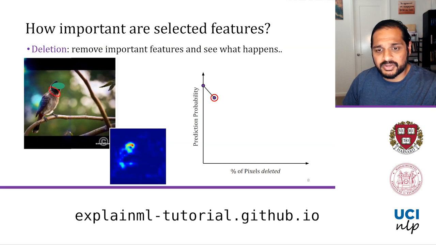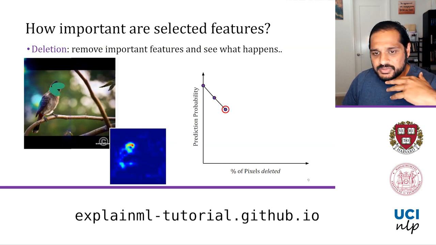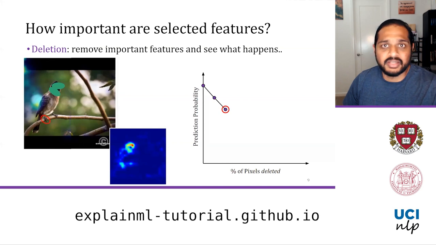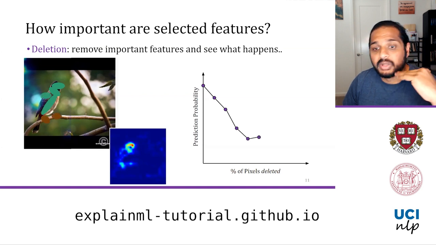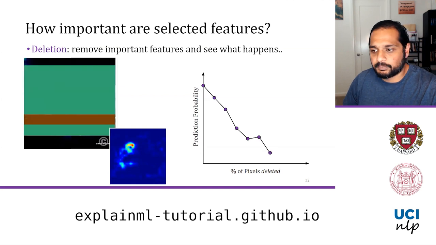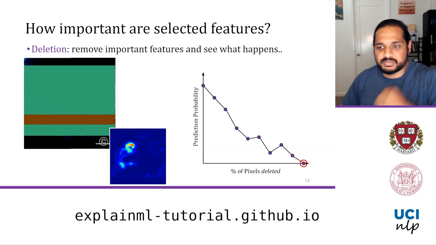Take the next most important feature, delete it, see what happens to the probability. And you essentially continue doing this till some point. In some cases, people do it all the way till your whole image is basically deleted and you get your final prediction probability, right?